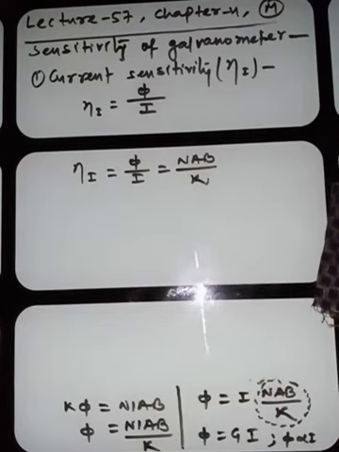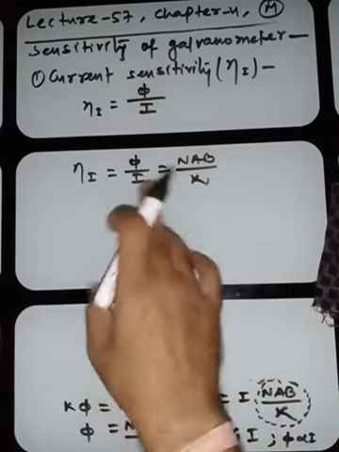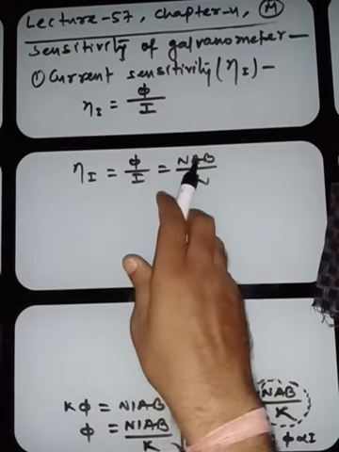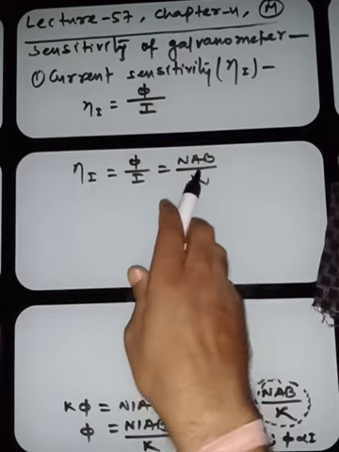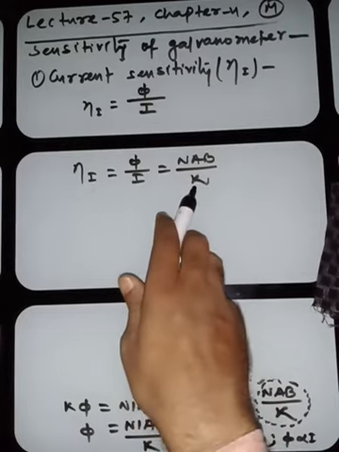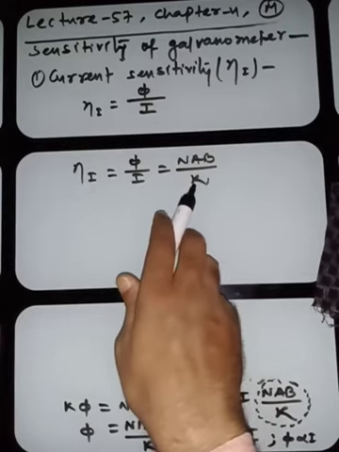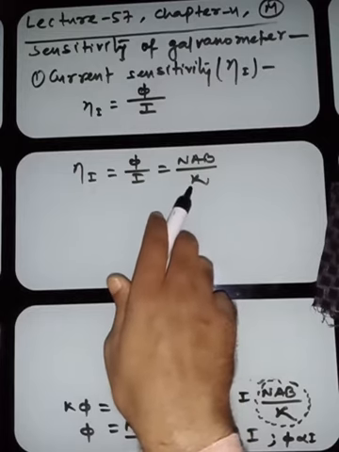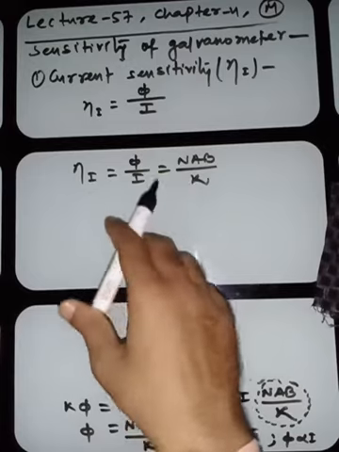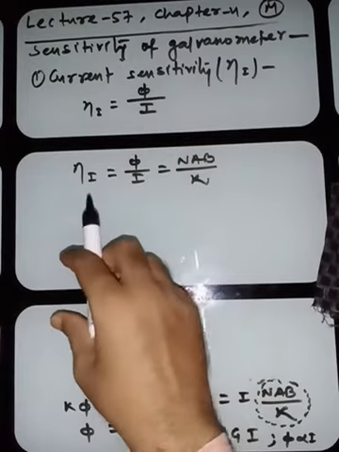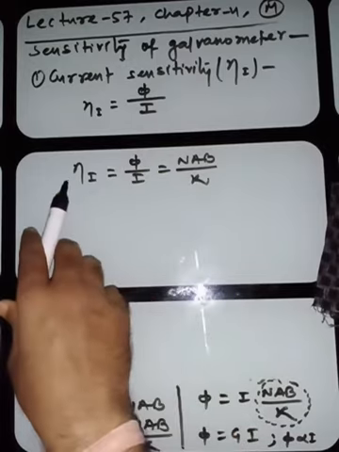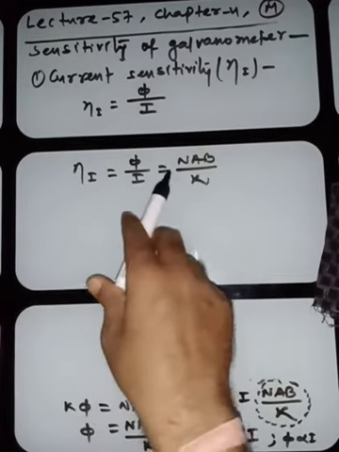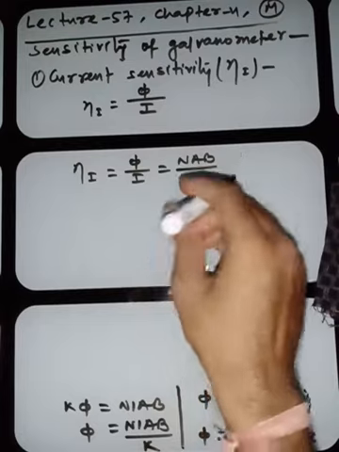Now how can you increase the current sensitivity? By increasing the number of turns, increasing the area, increasing the magnetic field, and decreasing the value of K. That's why I told you we use phosphor bronze, which has a minimum value of K. That's why we use that particular material for making the coil. So eta, the sensitivity, depends upon these quantities.